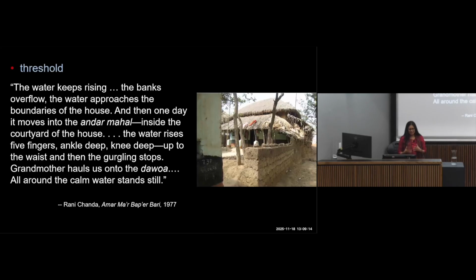Inside the courtyard, and this is not the house that she describes, but how would that be? It would have a higher plinth. The plinth would be at least 5 foot high, to make sure the house remains above floodwater. So this is the kind of house it would be, probably much better decorated, because she's talking about a wealthy landowner's house. "So the water rises five fingers, ankle deep, knee deep, up to the waist, and then the gurgling stops." That's all the flood is going to do this year.